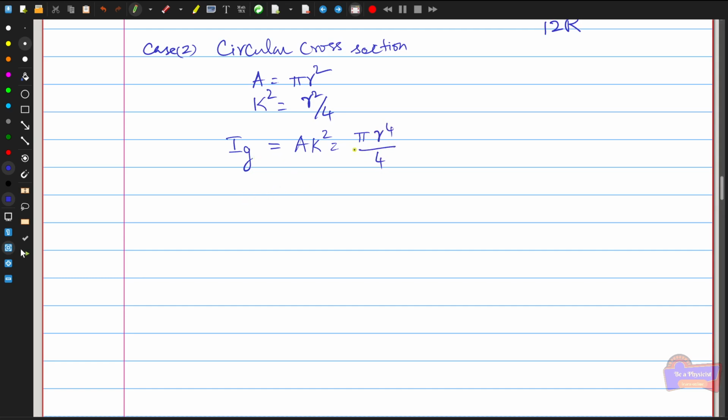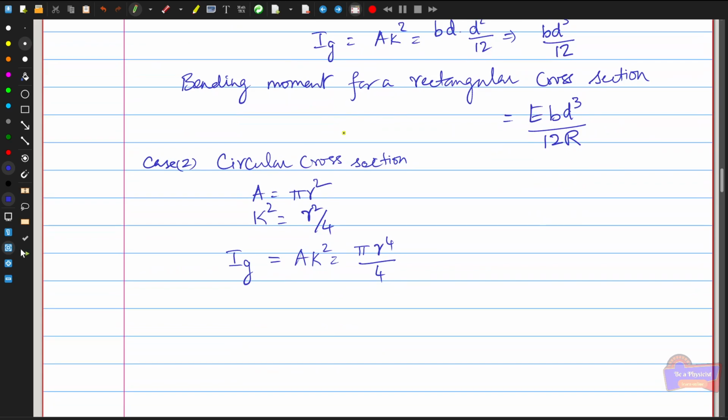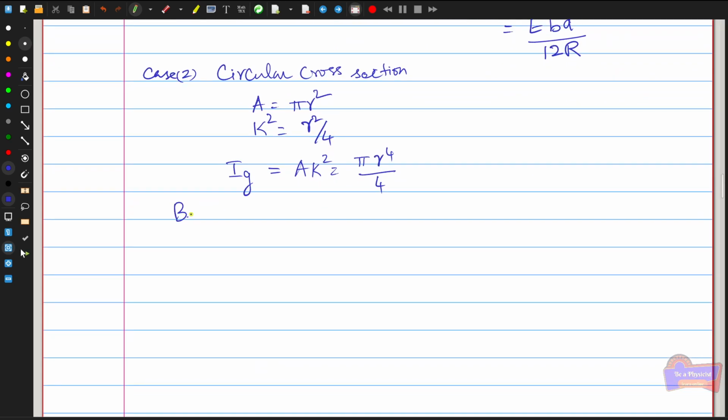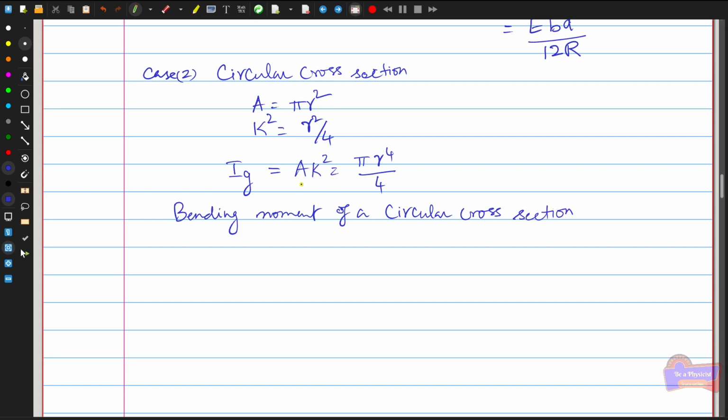So I can directly substitute this value again in the bending moment. So the bending moment of a circular cross section is given as E pi r power 4 divided by 4R. Okay, so this is the bending moment of circular cross section.